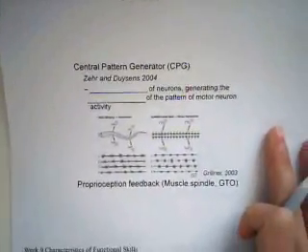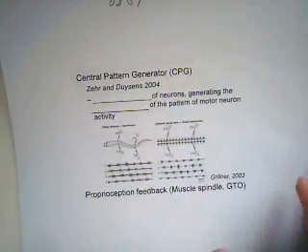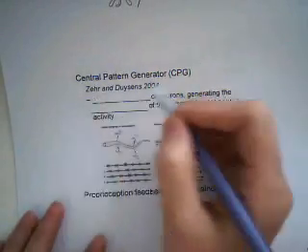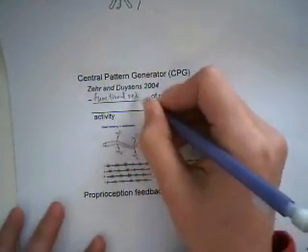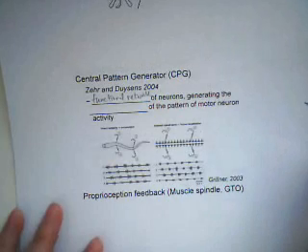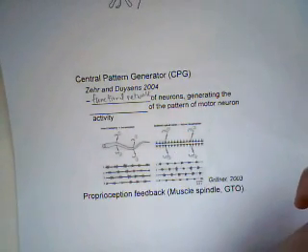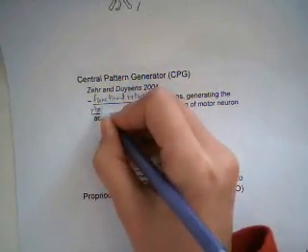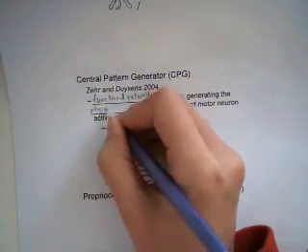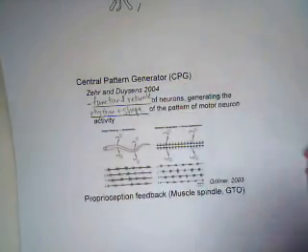So CPG is central pattern generator, and it's a group of neural network. It's a functional network of neurons generating the rhythm and shape of the pattern in motor neuron activity. So, rhythm and shape of motor neuron activity.